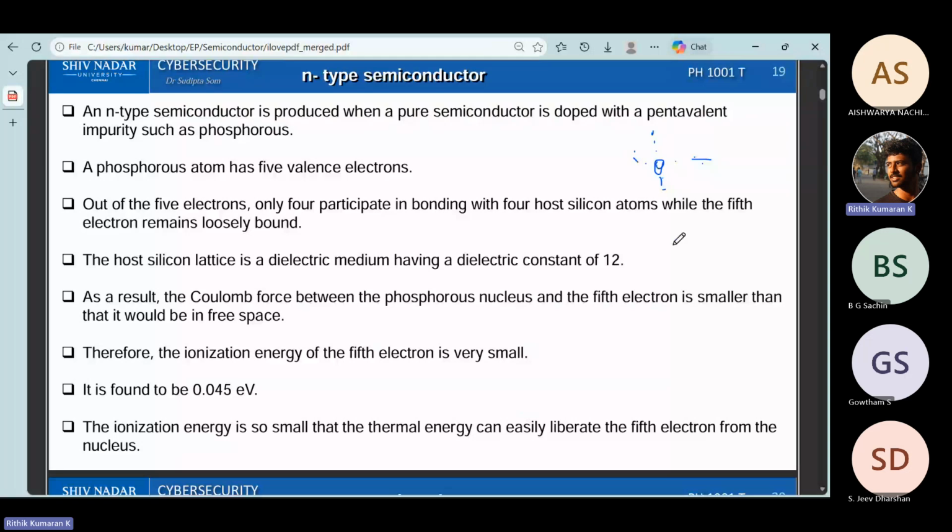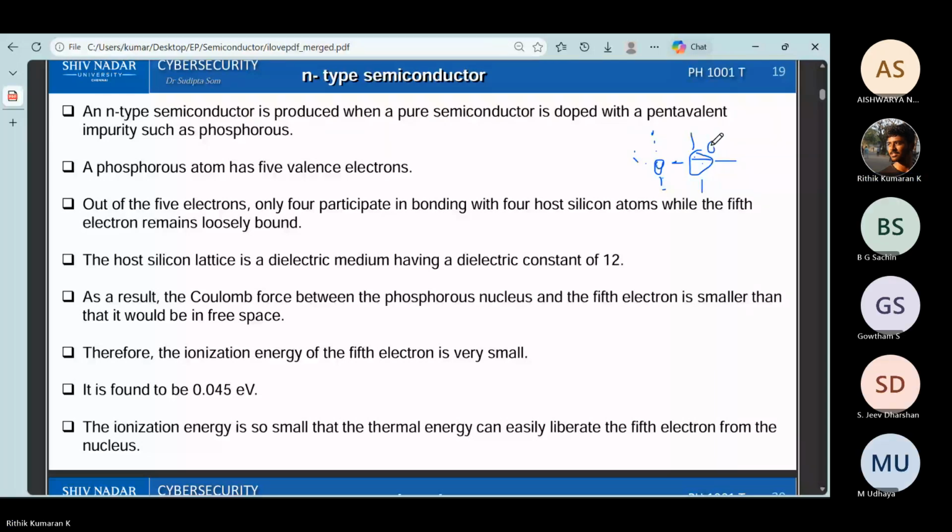So what I do is, I introduce a phosphorus here. How many valence electrons does phosphorus have? 5. So one will go for one silicon, another for another silicon, and another silicon. One more electron will be free here. And as these 4 covalent bonds are formed, the electrons in the covalent bonds are under peer pressure from the other silicon, so it is very hard to remove them.